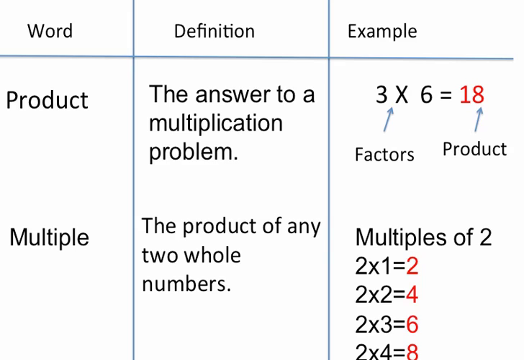Your next word is multiple. The product of any 2 whole numbers is a multiple. So here I've listed some of the multiples of 2. 2 times 1 equals 2. 2 times 2 equals 4. 2 times 3 equals 6. 2 times 4 equals 8. That means that 2, 4, 6, and 8 are all multiples of 2.